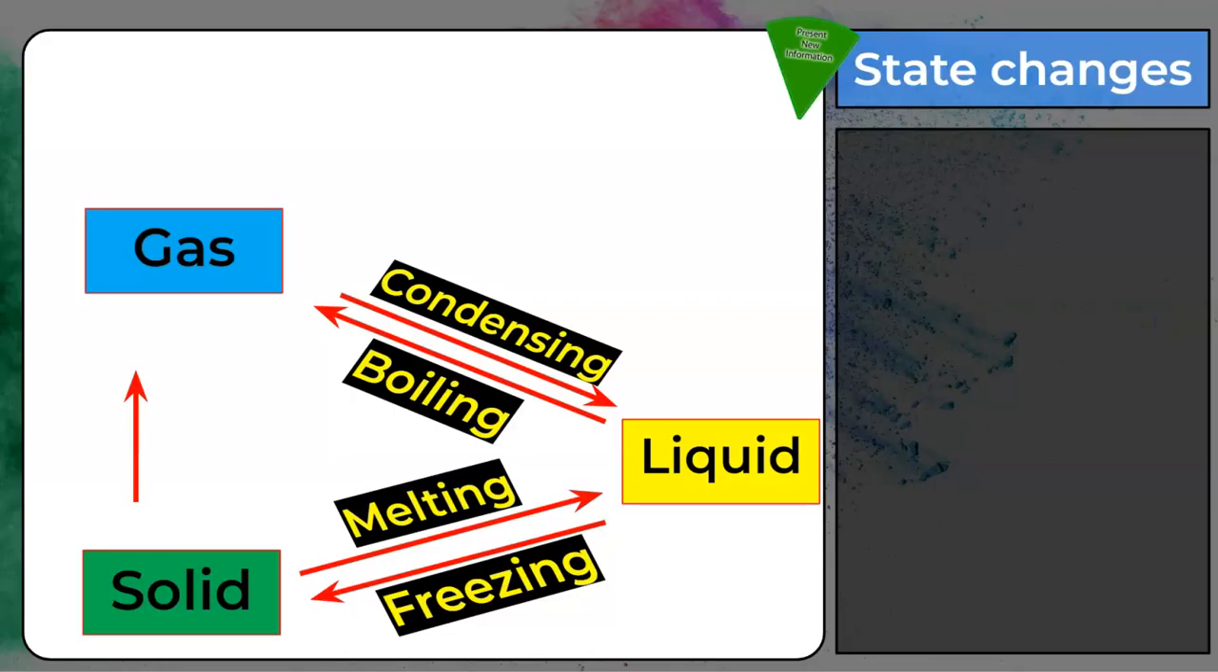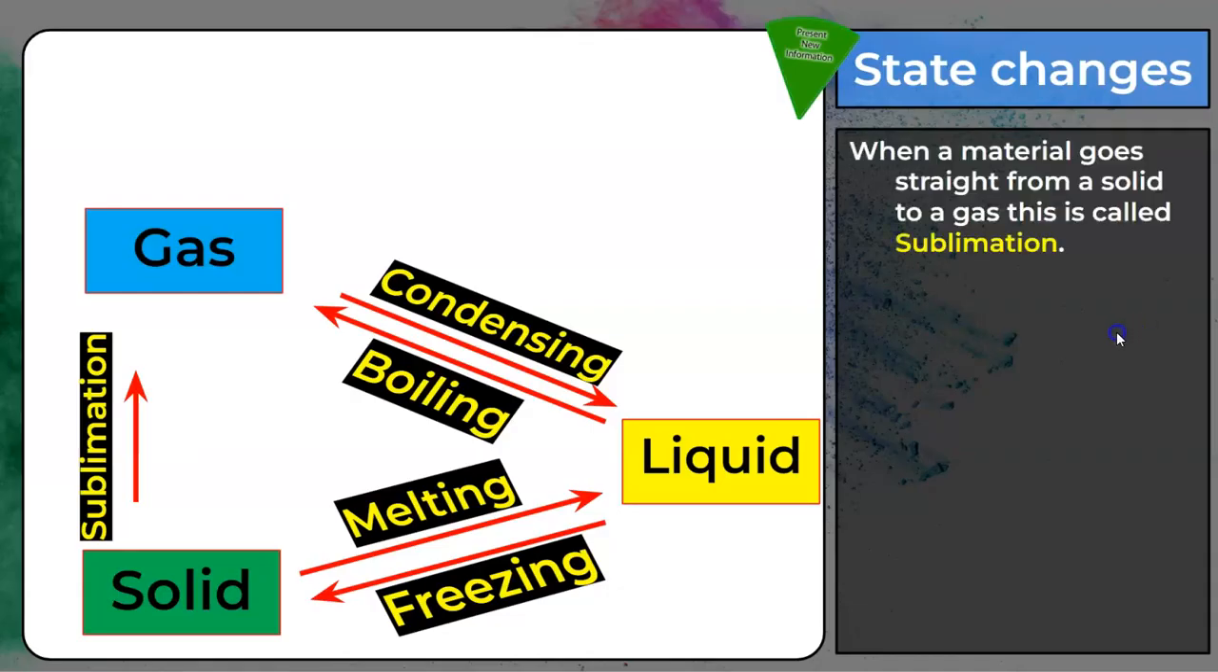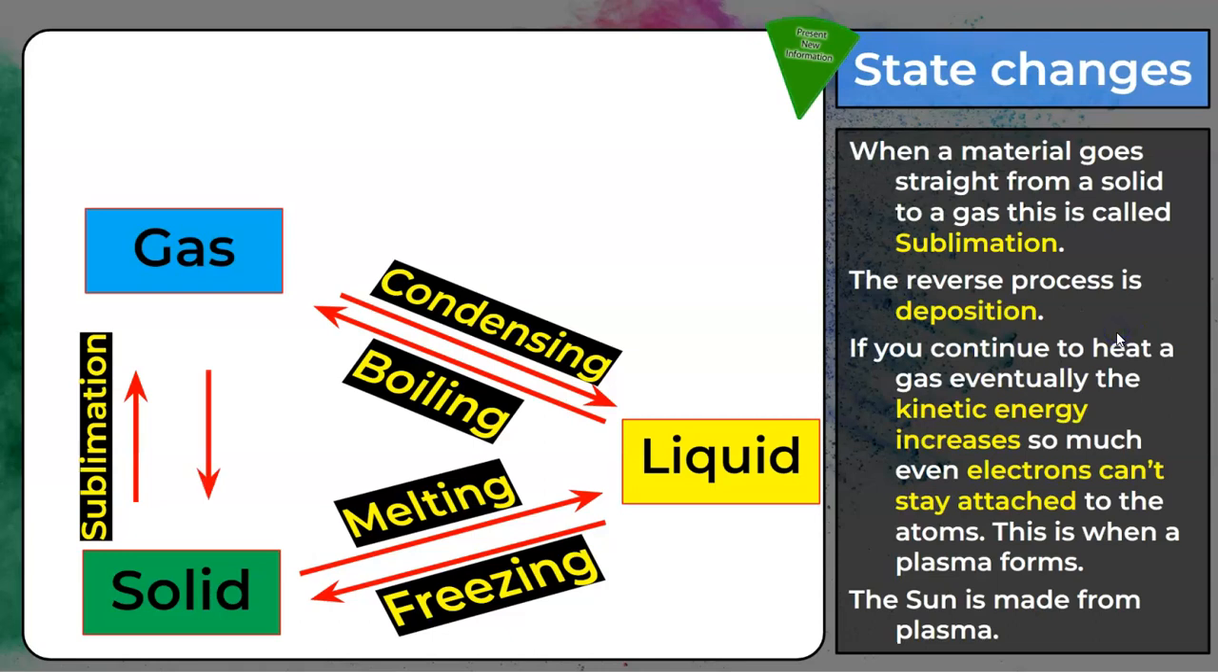You can, of course, also go directly from a solid to a gas and miss out the liquid state. That is called sublimation. These 5 phase changes are referenced specifically in the specification, so you must know them. The opposite of sublimation is deposition, so that's just for completeness.